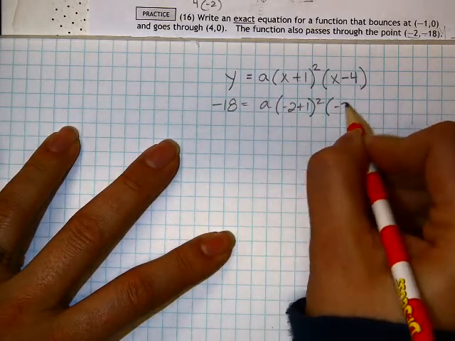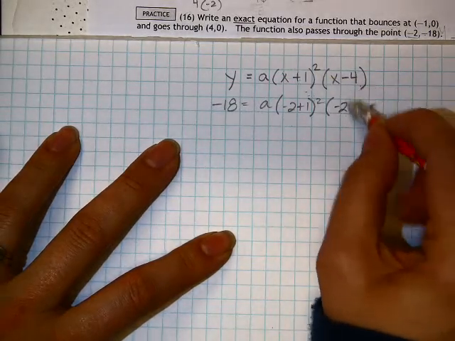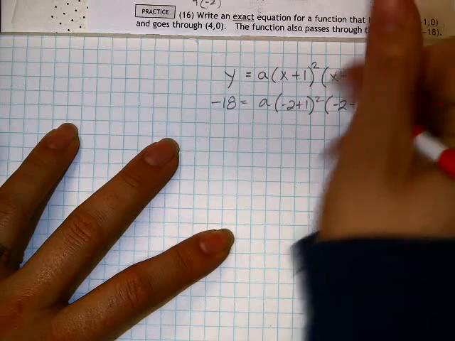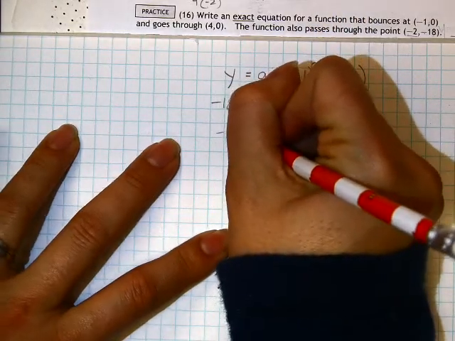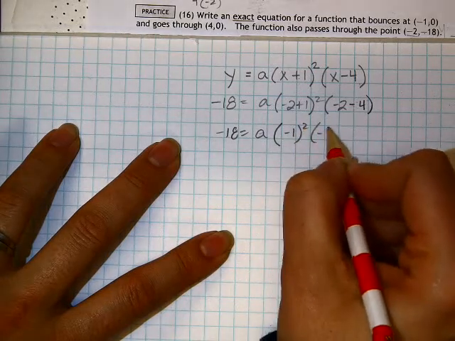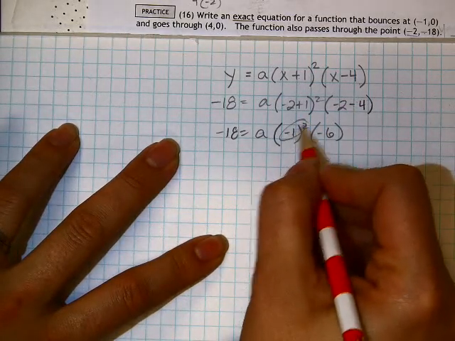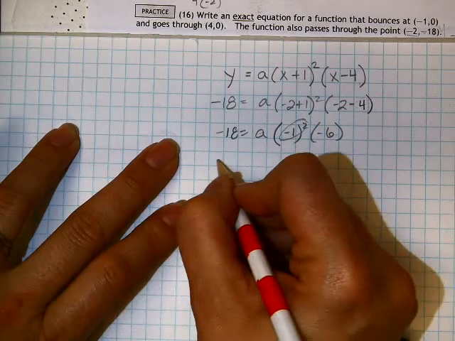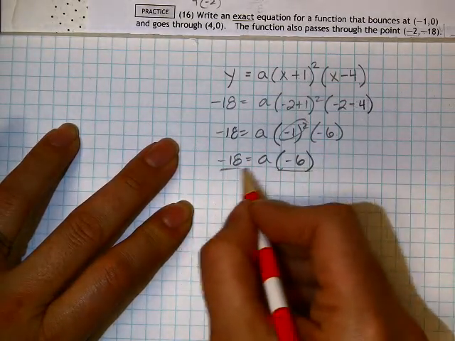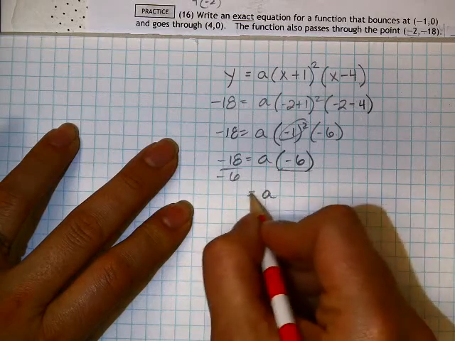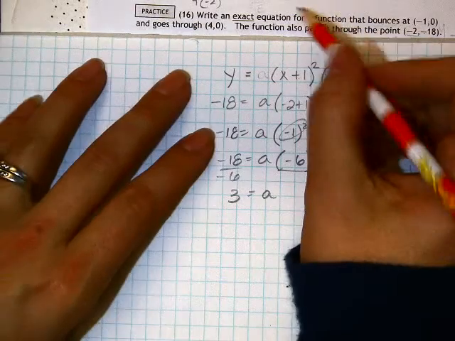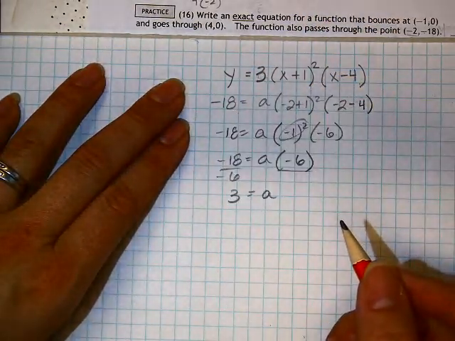So I plug in the negative 2 for the x, and I plug in the negative 18 for the y. So this gives me negative 18 equals a times negative 1 squared times negative 6. This ends up being positive 1. So I have negative 18 equals a times negative 6. I divide both sides by negative 6, and a is equal to 3. So for my answer, I go ahead and write that.